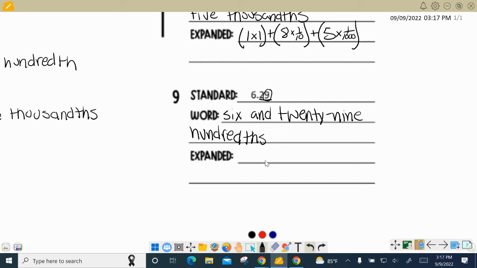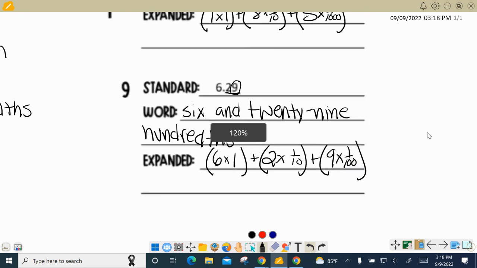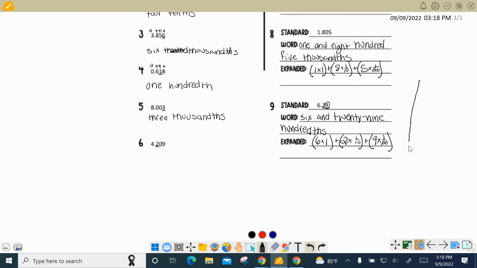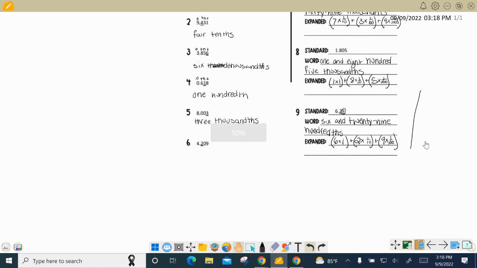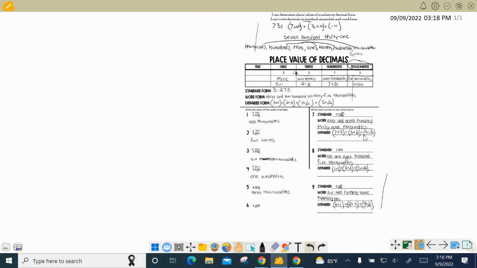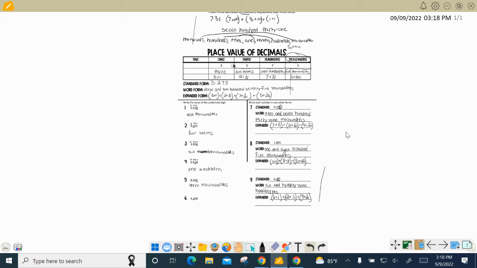Go ahead and try the expanded form. For this one, you should have said 6 times 1 because the 6 is in the ones place, plus 2 times 1/10 because the 2 is in the tenths place, plus 9 times 1/100 because the 9 is in the hundredths place. Looking good. I hope your notes look just like mine. Oops. Make sure they get folded the way they're supposed to and glued down in your math notebook before you get started on that classwork.